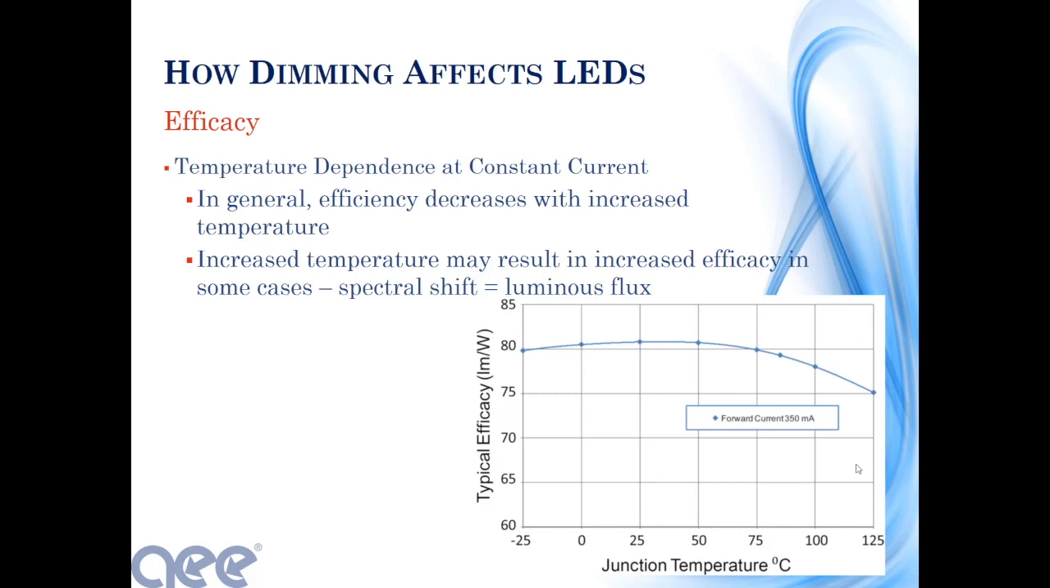So what happens in dimming, depending on the type of dimming you're doing, if the current stays constant, just like we talked about with the hybrid before, or the CCR piece, you can see some decreases in efficacy.